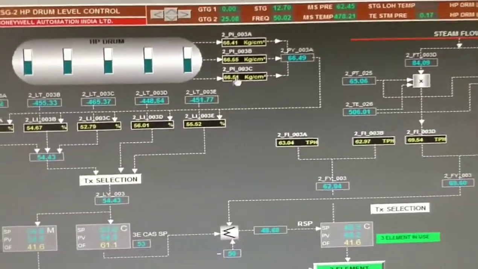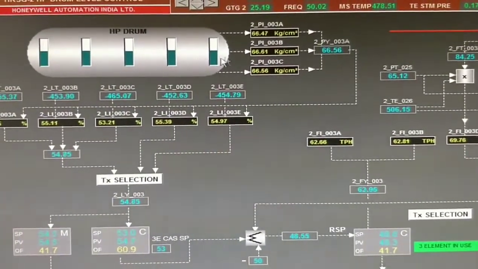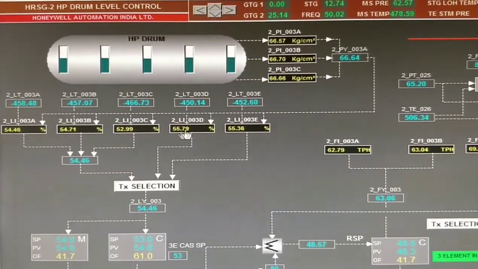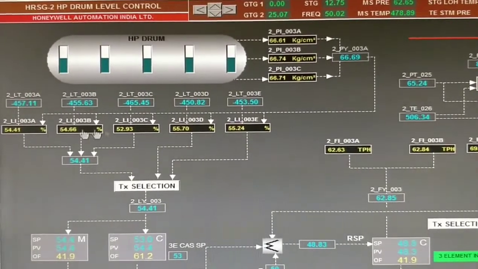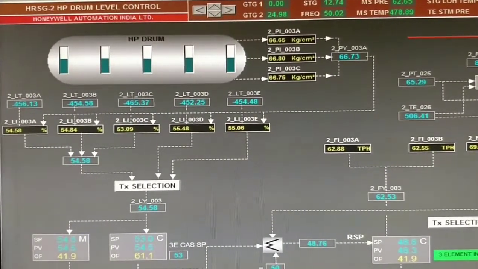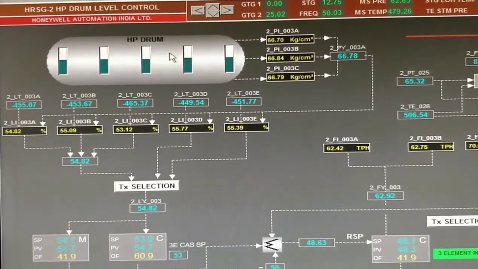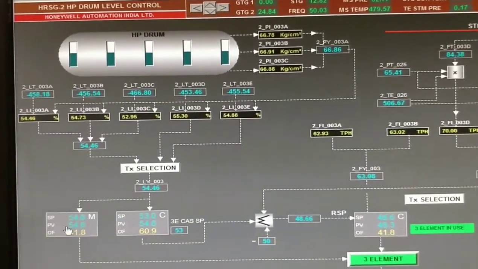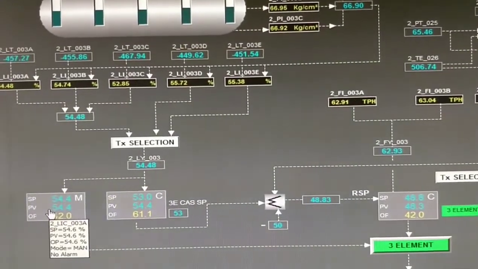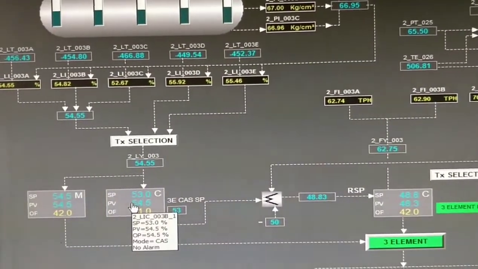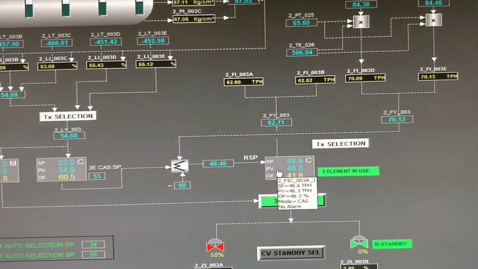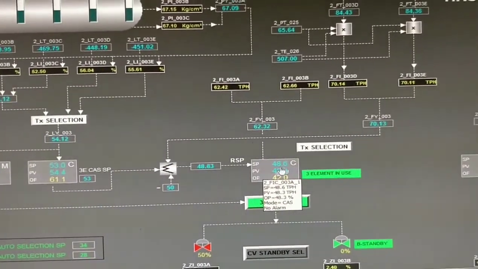These are the 3 pressure transmitters for the calculation of drum pressure. These are the density-compensated drum level transmitters. This is the raw density level transmitter. In total, 5 transmitters are used for measurement. This is the single element controller. This is the 3-element level controller. This is the 3-element feed controller.